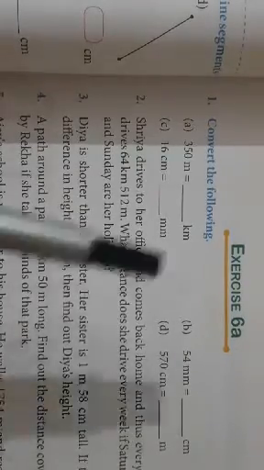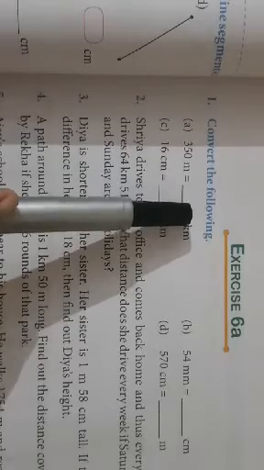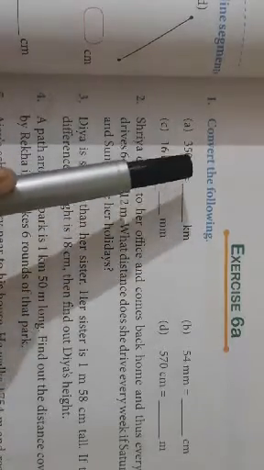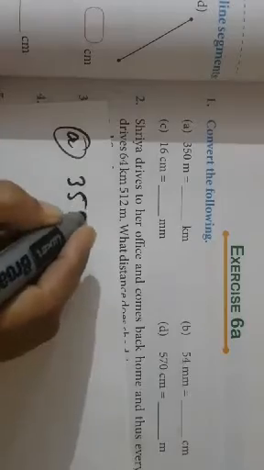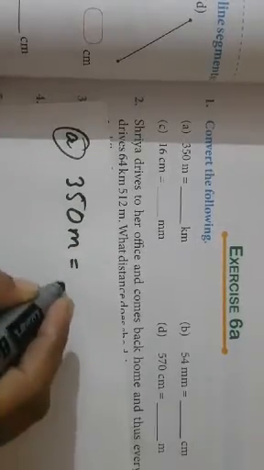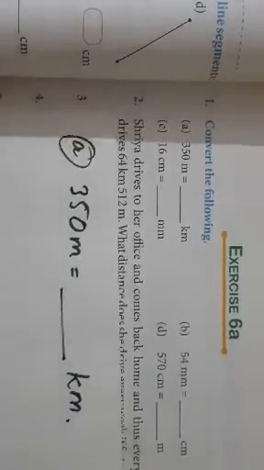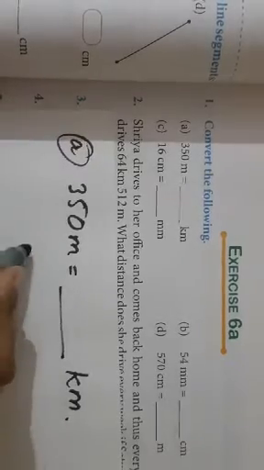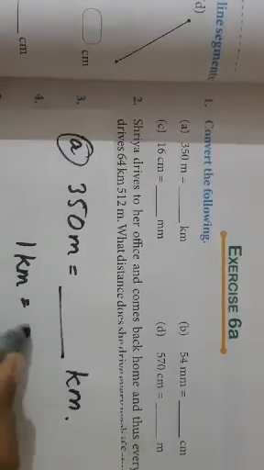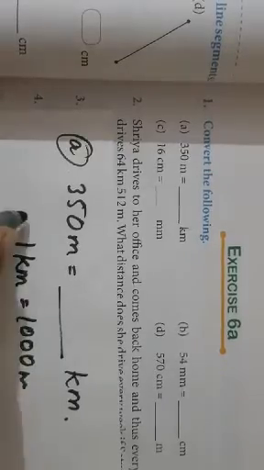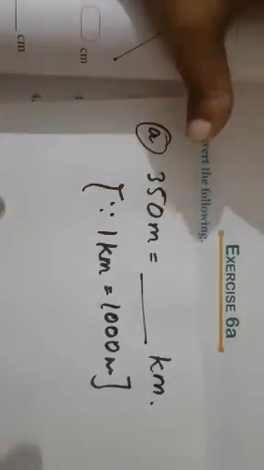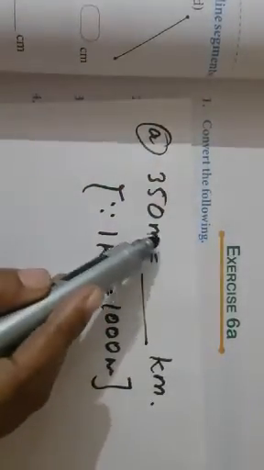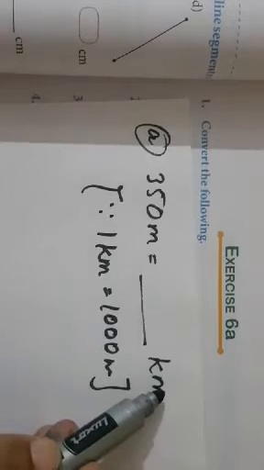Now we'll solve the exercise 6A, that is on page number 101 of your mathematics book. So the first question is convert the following. Here you have to convert the following units. So the first one is 350 meter is equal to dash kilometer. So the relation between meter and kilometer is 1 kilometer is equal to 1000 meter, right? So we'll simply divide, because here we are converting the smaller unit into bigger unit.